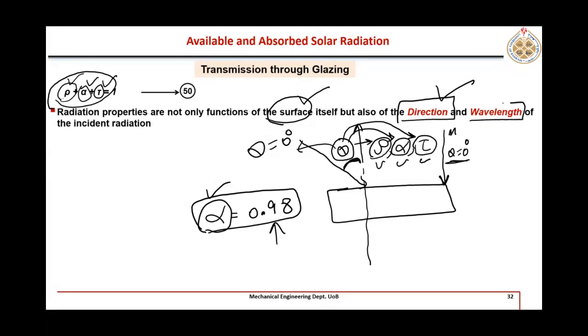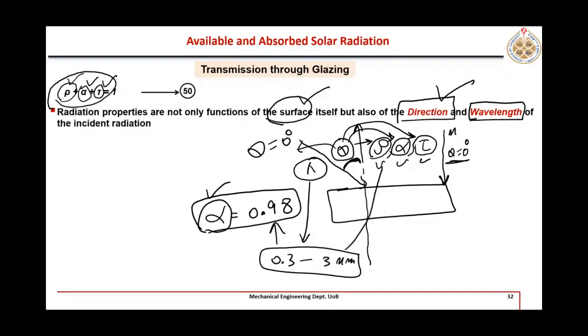And there is one more thing, the wavelength. What is the wavelength of that incident radiation? And this wavelength we also discussed in chapter 1. Solar radiation has a particular wavelength band, 0.3 to I think 3 micrometer something. So this wavelength also affects these radiation properties, rho, alpha, and tau.